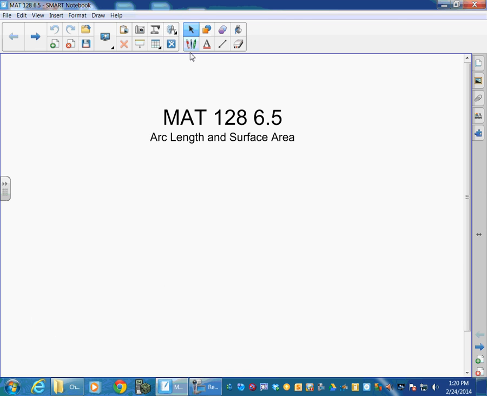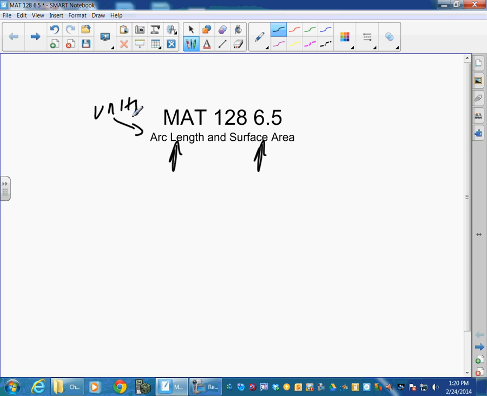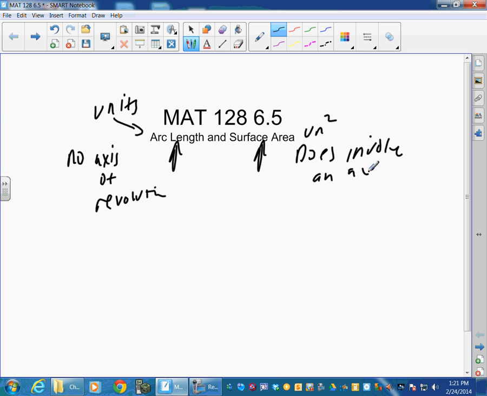So today I'm going to do arc length, tomorrow surface area. One is single units, the other one square units. This one involves no axis of revolution. This one does involve an axis of revolution.